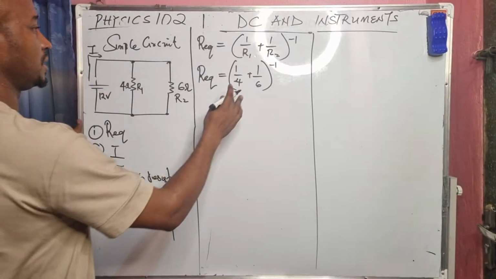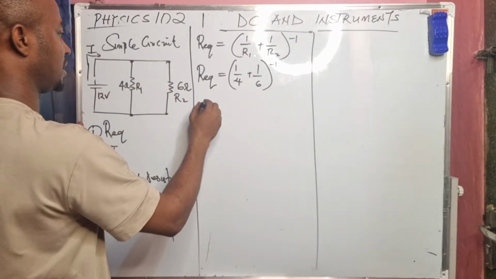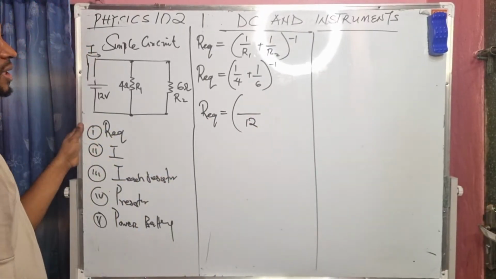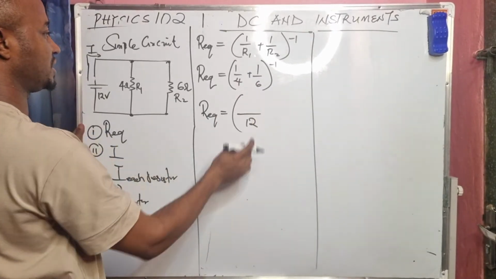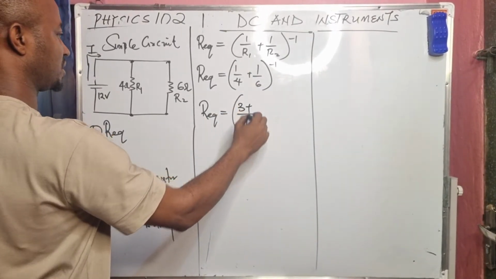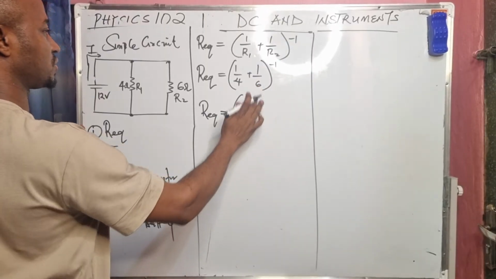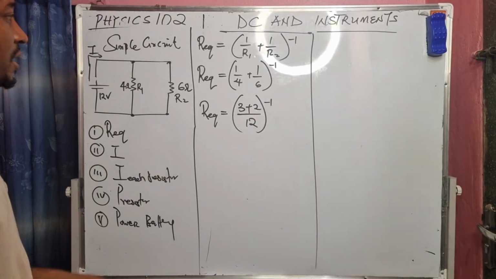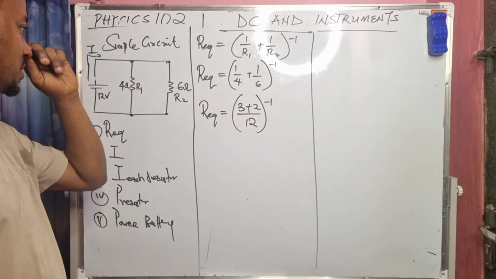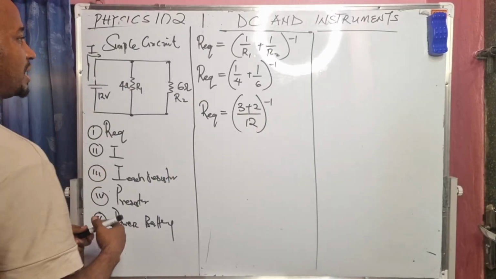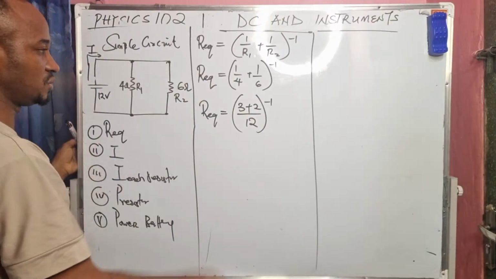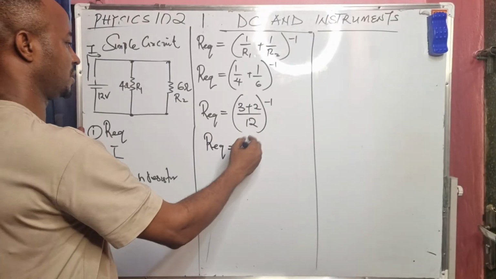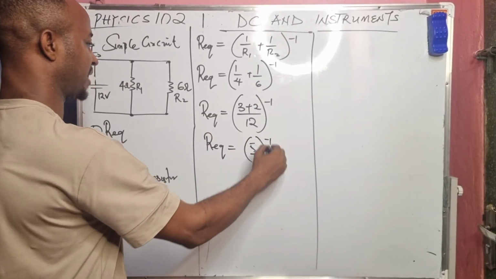So the LCM between 4 and 6 is 12. 12 into 4 is 3, 3 times 1 is 3, plus 12 into 6 is 2, 2 times 1 is 2. So we have our equivalent to be 5 over 12, all to the power of minus 1.